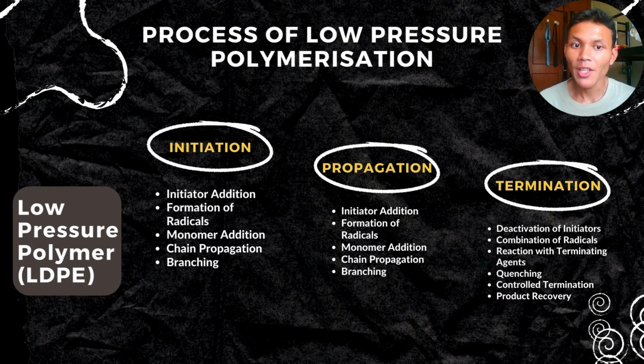During the propagation step, the monomer molecules, ethylene in the case of LDPE, react with the free radical, forming a polymer chain. In gas polymerization, the monomer is typically in a gaseous state, and it adds to the growing polymer chain on the surface of the catalyst. And then, moving on to the termination. The termination reaction occurs when two free radicals combine to form a stable molecule, stopping the growth of the polymer chain. The termination step is crucial for controlling the molecular weight and polydispersity of the polymer.